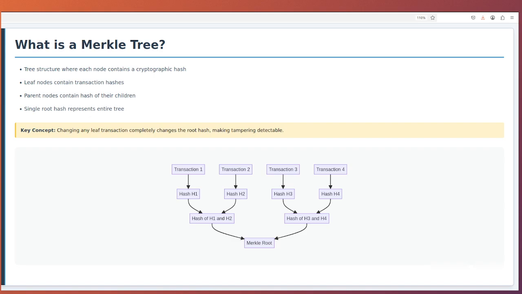This root represents every single transaction below it. The beauty is that if anyone changes even one letter in any transaction at the bottom, the entire Merkle root at the top changes completely. This makes the tree incredibly secure and tamper-proof.